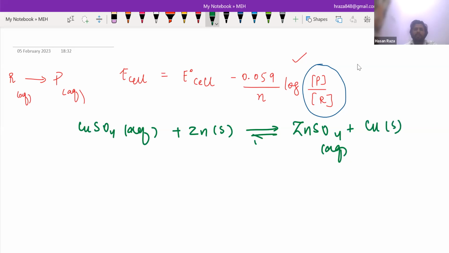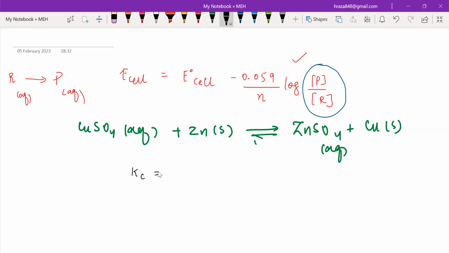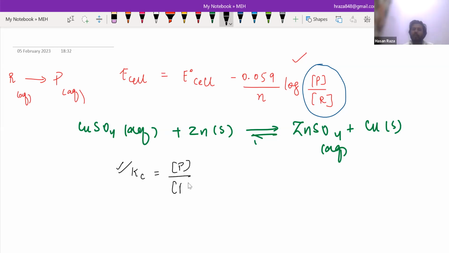Can you write the expression for Kc? No, not E naught cell. I'm asking about the concept that you have studied in class 11th, chemical equilibrium, in which you have written the expression of Kc, not in terms of electrochemistry, not in terms of E naught cell. Basically, this is product upon reactant.